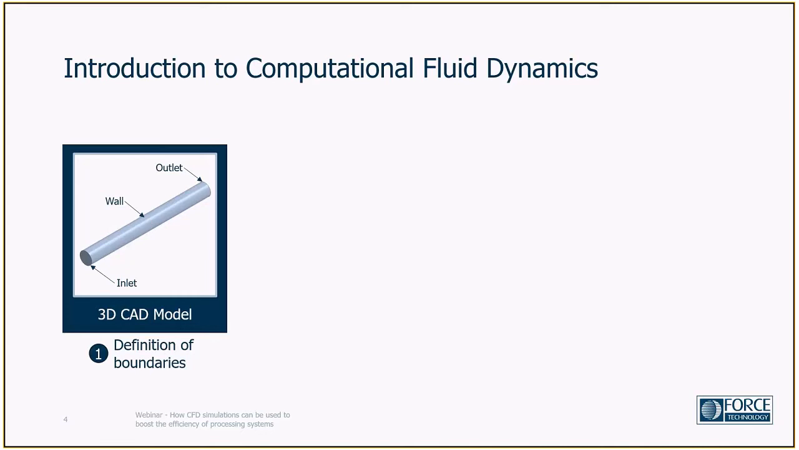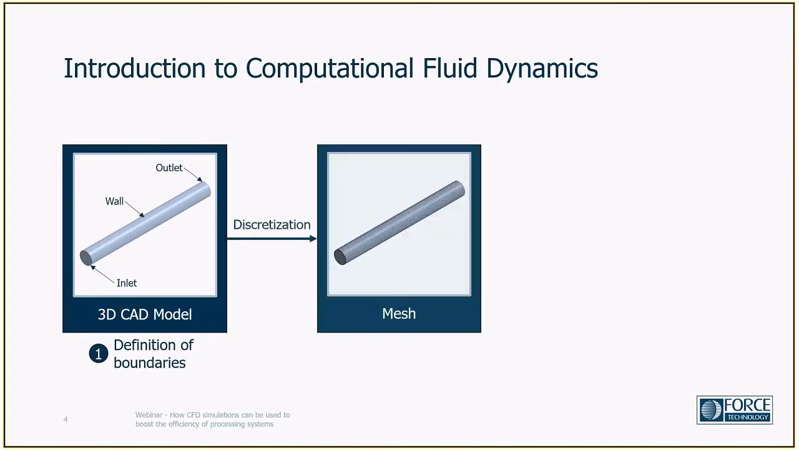And once the boundary conditions are defined, then the fluid domain is discretized into a certain amount of cells, and this is what we call the mesh. And there are different types of volume cells that we can use, such as tetrahedral or hexahedral or polyhedral cells. And it's important to understand that the mesh can be discretized by more or fewer cells, and this is going to be one of the main factors defining the accuracy of the CFD model.